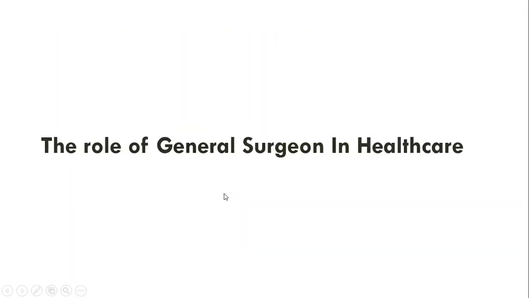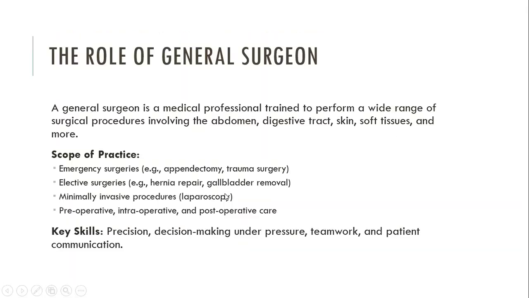So now, what is the role of a general surgeon in our healthcare system? A general surgeon is a medical professional trained to perform a wide range of surgical procedures involving the abdomen, digestive tract, skin, soft tissues, and many more areas. His scope of practice is that he can perform emergency surgeries, elective surgeries, and minimally invasive procedures, and he has all the knowledge about preoperative, intraoperative, and postoperative care.